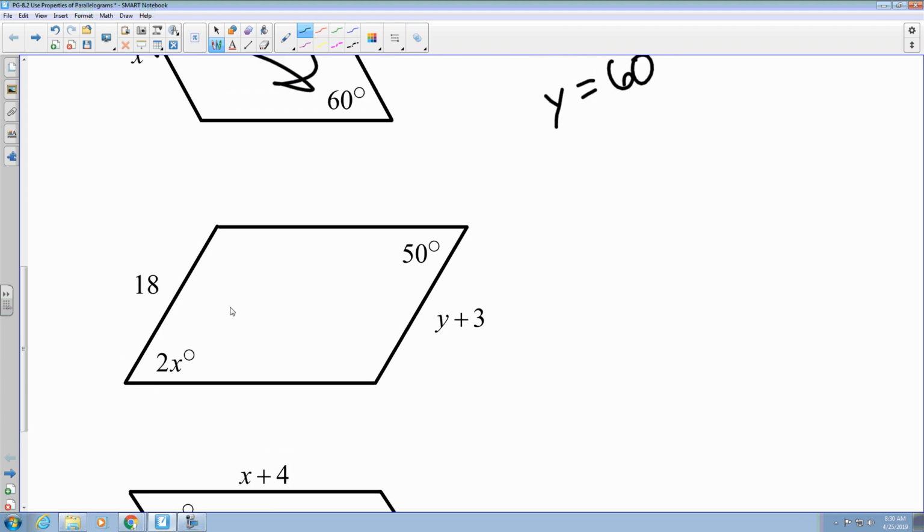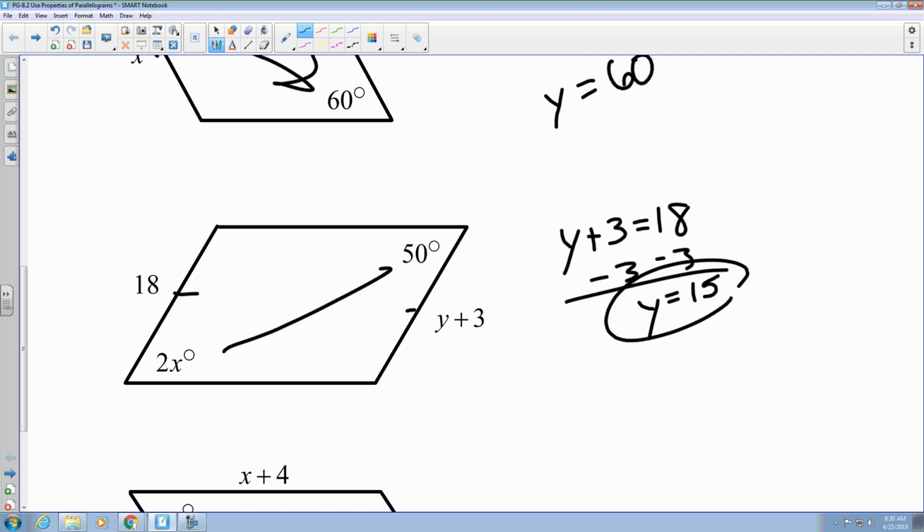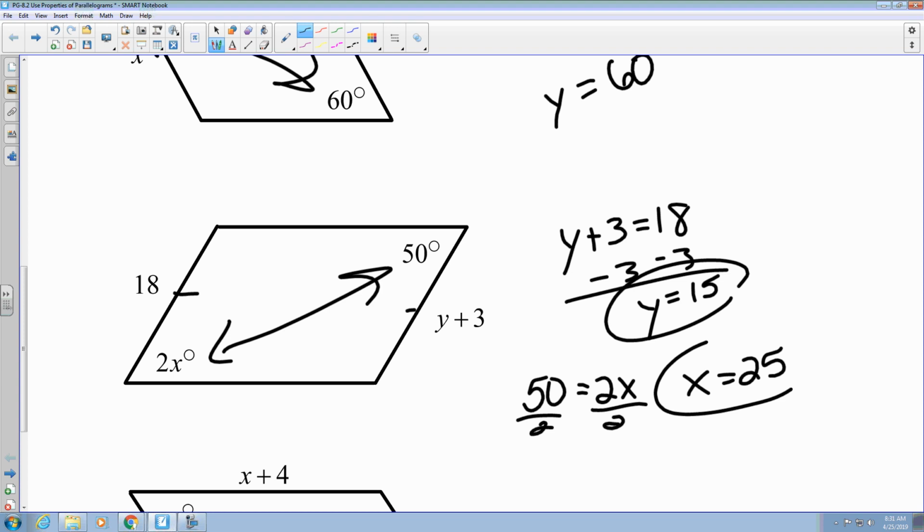Over here, same idea, but we're going to have to do just a little bit more algebra because these two side lengths are congruent. We can then say that y plus 3 will be equal to 18. To find the value of y, subtract 3 from both sides, y equals 15. Again, these two are opposite angles. We were told that those opposite angles are congruent. We can say that then 50 will equal 2x. Divide everything by 2. X will equal 25.